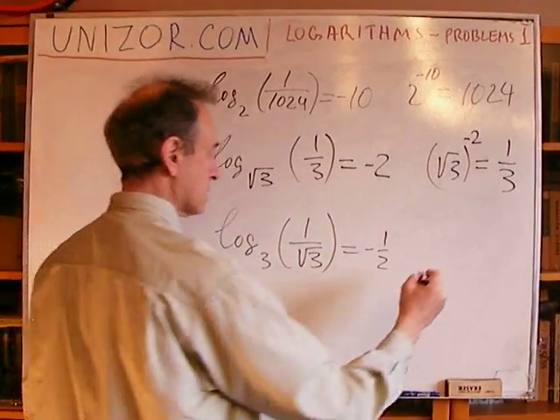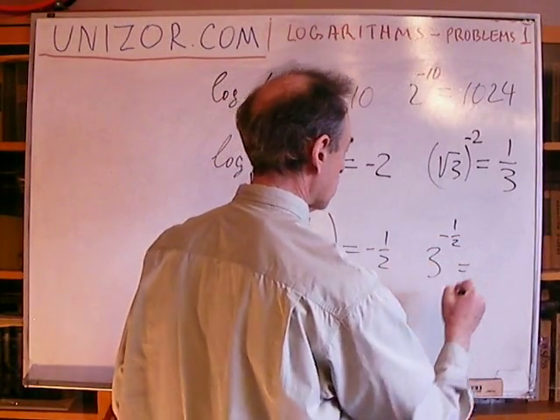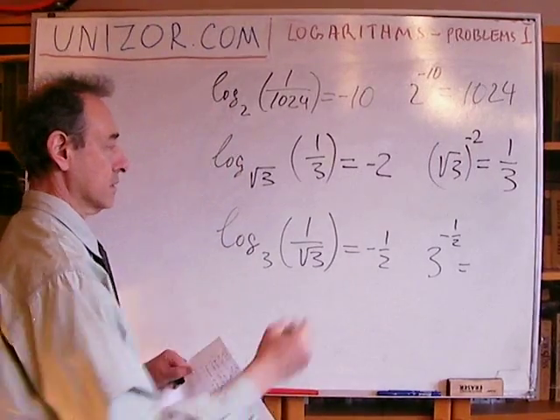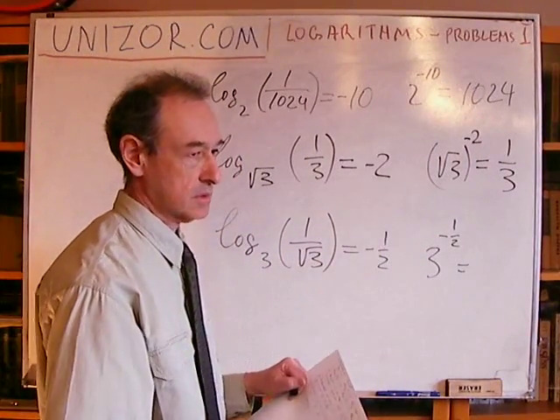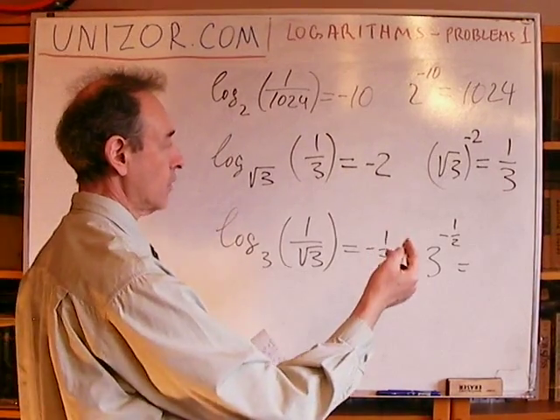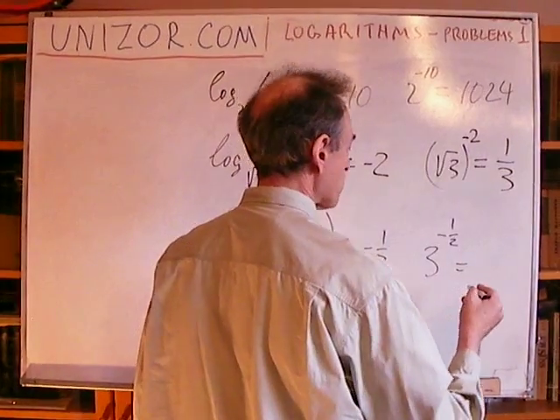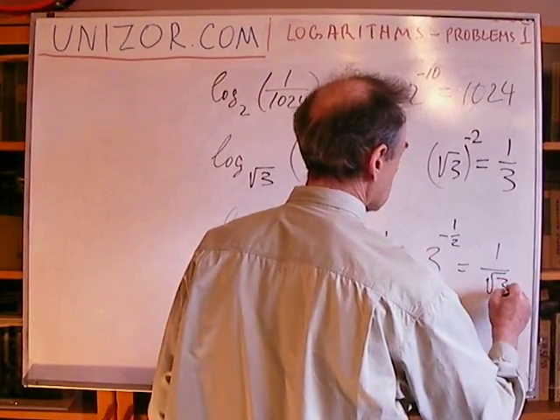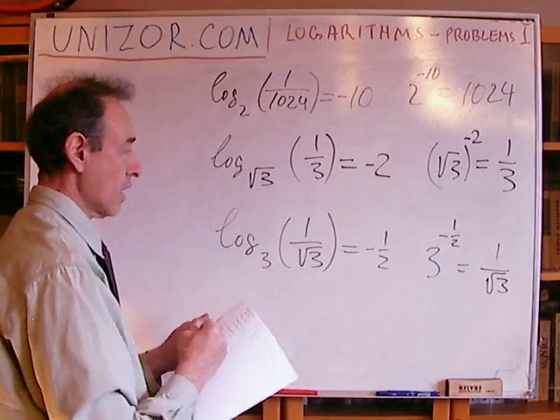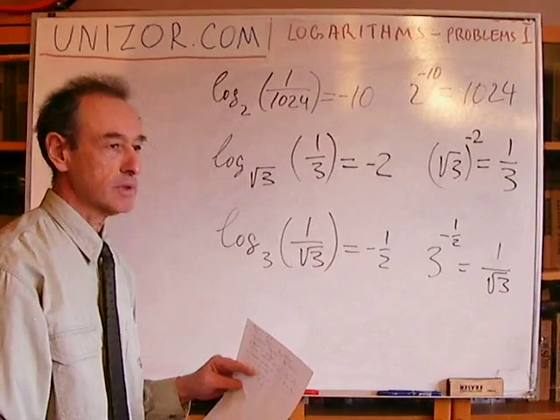Well, let's do this. 3 to the power minus 1/2. What is it? Well, 3 to the power of minus 1 would be 1/3, and then 1/2 means square root. So it will be the square root of 1/3, which is 1 over square root of 3. So these two forms are completely equivalent to each other.